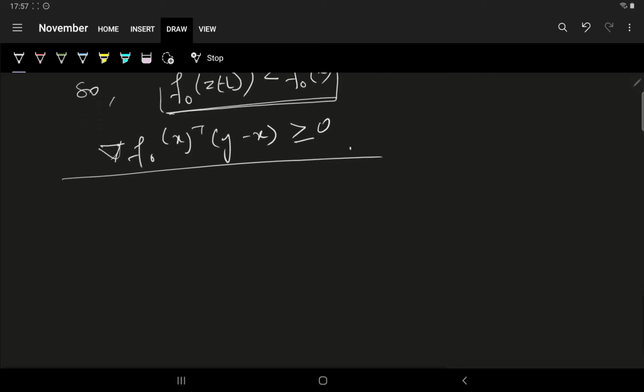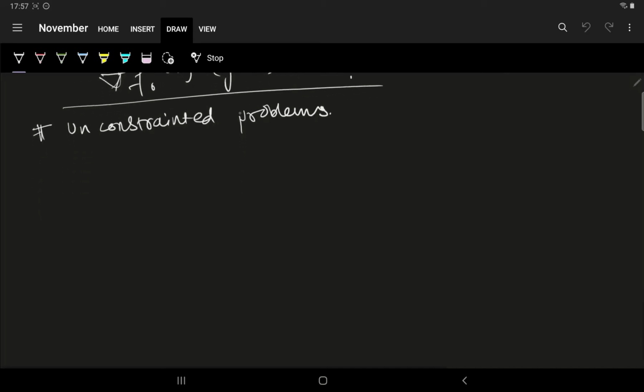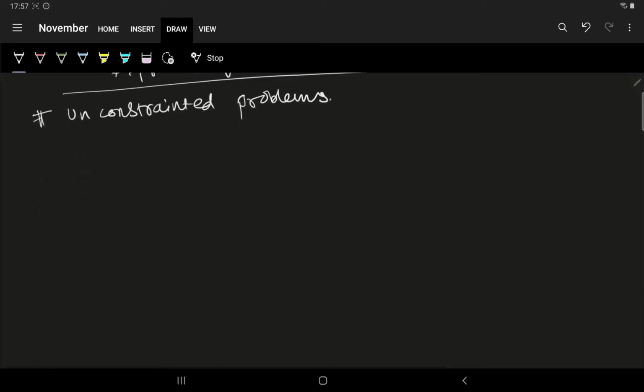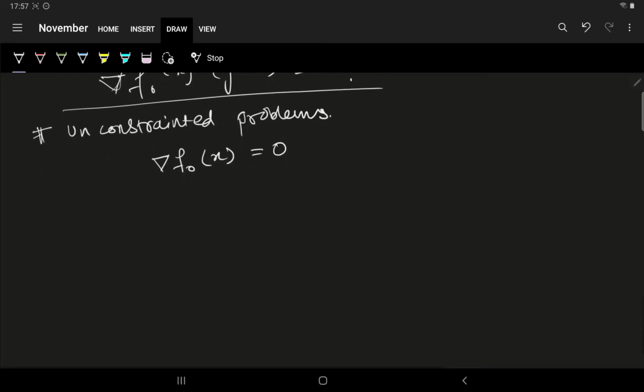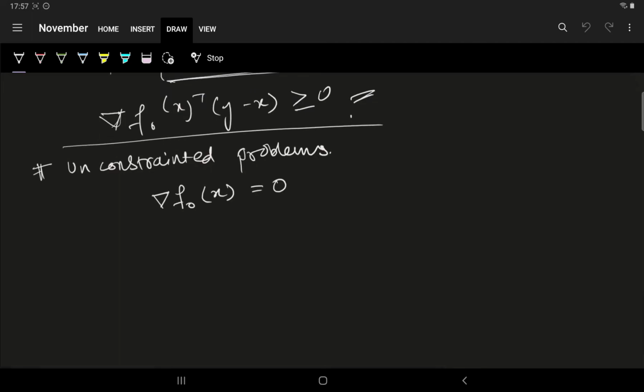For unconstrained problems, we see that this condition leads us to del of f naught of x is equal to 0, and this is kind of self-explanatory.